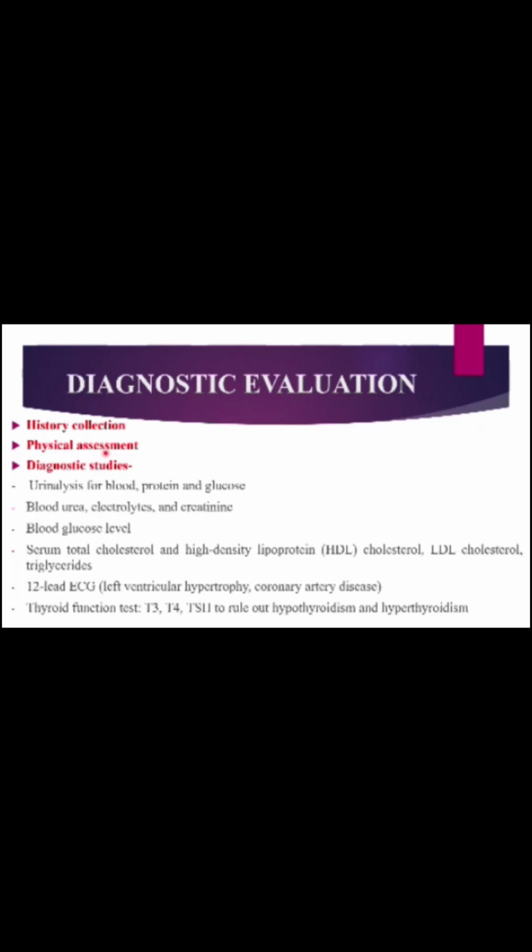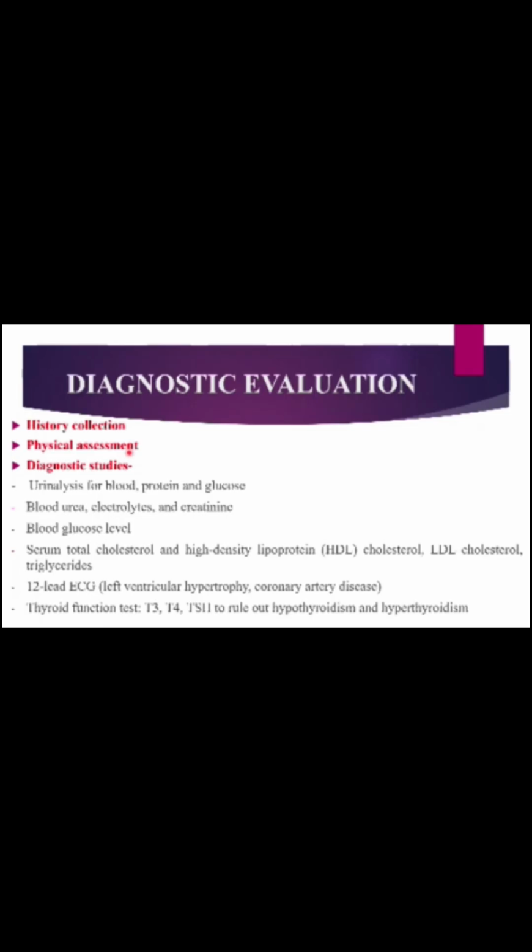Then physical assessment. Physical assessment helps to identify mainly the causes of secondary hypertension, which are renal femoral delay. Renal femoral delay mainly assesses the coarctation of the aorta. Then enlarged kidney for polycystic kidney disease. Then abdominal bruits, for renal artery stenosis, and also the habitus of Cushing syndrome.